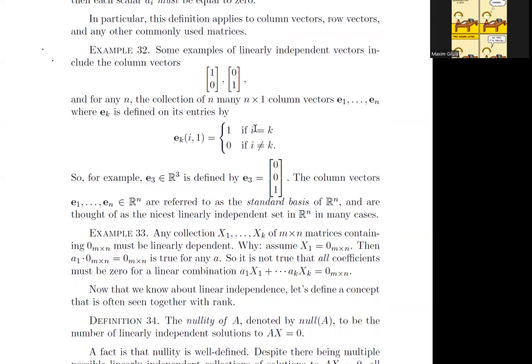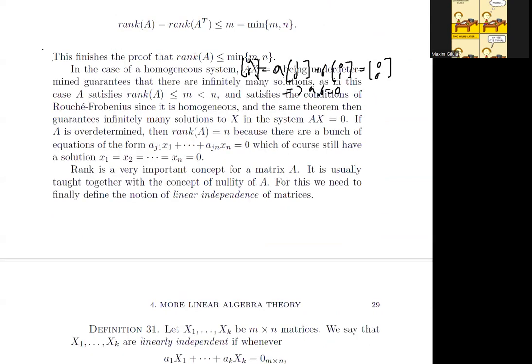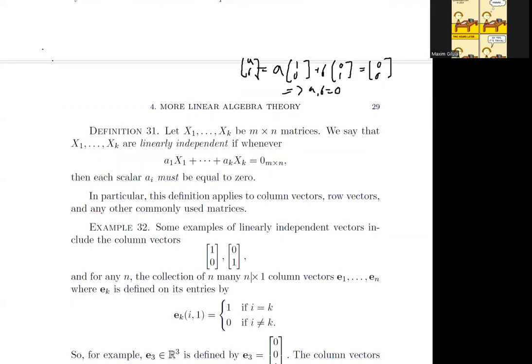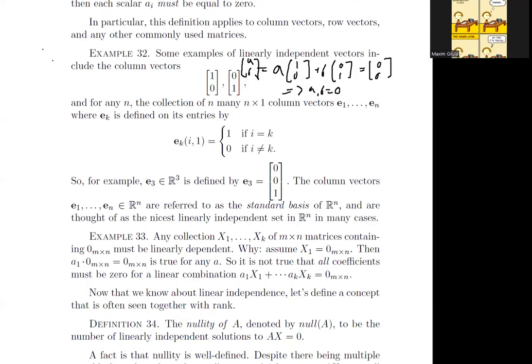So for example, (1, 0) and (0, 1) are linearly independent. You could check that a times (1, 0) plus b times (0, 1) equals 0. Well, this is equal to (a, b). And for two vectors to be the same, you need to have the components be the same. So this implies a and b are both 0, which is exactly the definition of linear independence. Each scalar must be equal to 0.